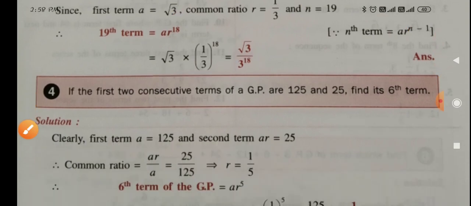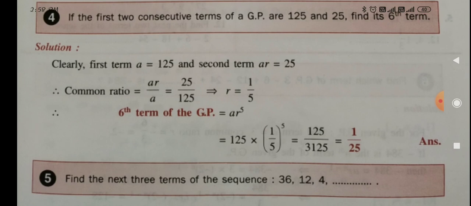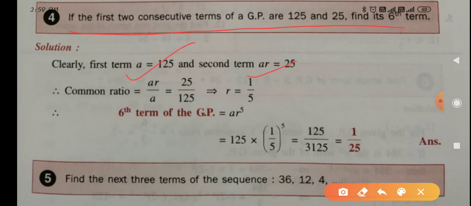So next example, if first two consecutive terms of a GP are 125 and 25, find its sixth term. So now first two consecutive terms are given. First two consecutive terms means first term is given and second term is given. First term a is 125, second term ar is 25. You divide second term by first term, ar upon a, 25 upon 125. So r is coming 1 upon 5.